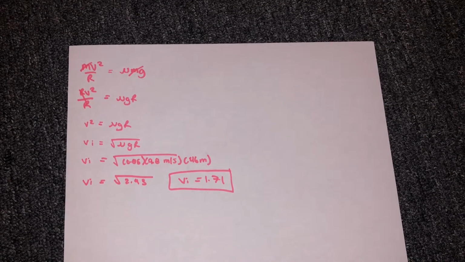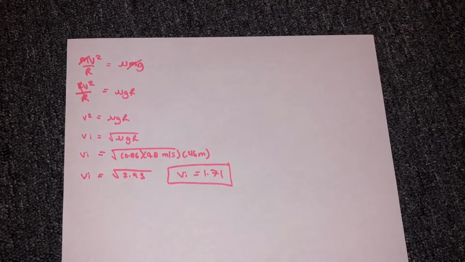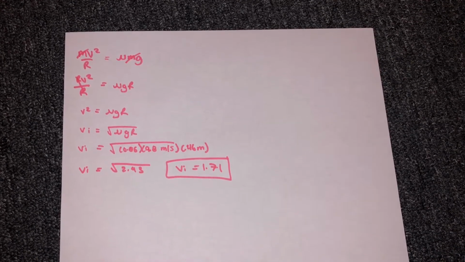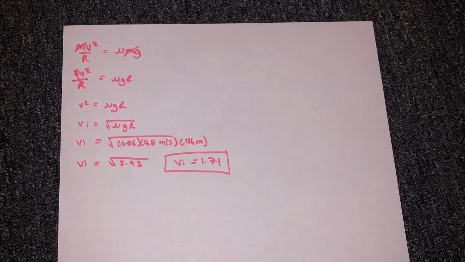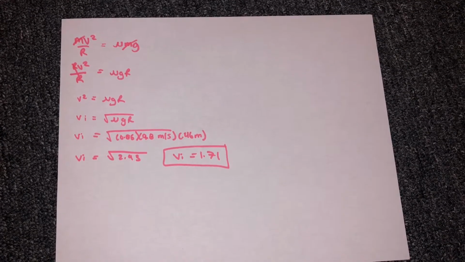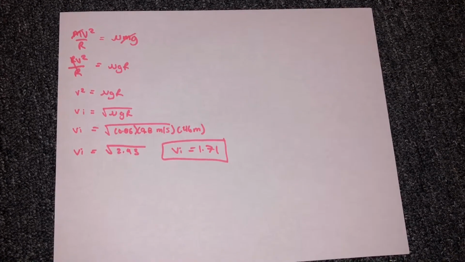Lastly, you have to find the maximum speed of the car on the level road while it was making or attempting to make the turn. The vehicle was traveling at 1.71 meters per second.